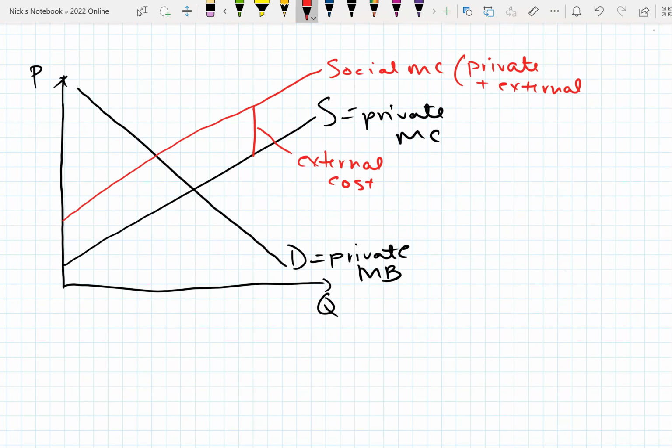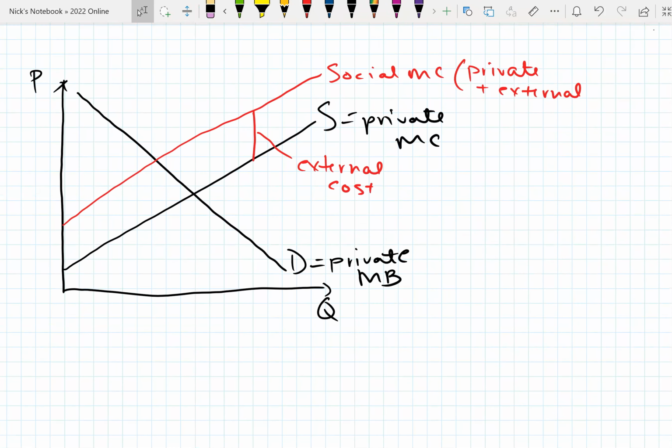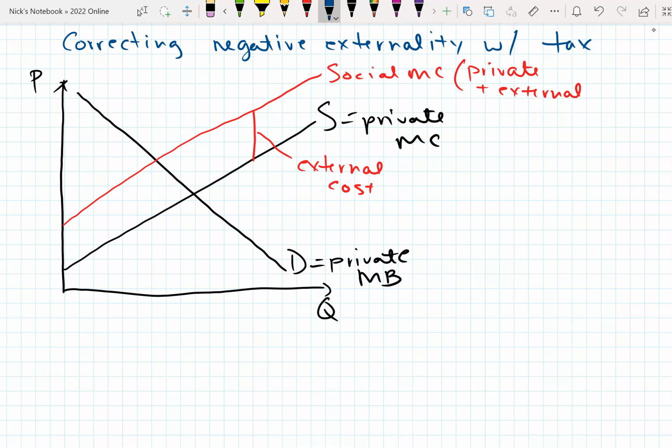All right. So in this video, we're going to come back to our negative externality, and we're going to look at how to correct a negative externality using taxes. This tax has a special name. It's called a Pigovian tax, after Pigou, who came up with this idea, or sometimes it's just called a corrective tax in general.